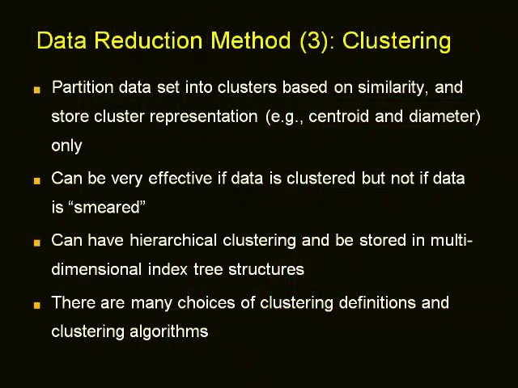Then another data reduction method is called clustering. In clustering, we partition the data into different clusters based on a similarity measure and store only the cluster representation. That means the centroid and the diameter are basically the two parameters used to represent the cluster. This approach can be very effective if data is clustered but not if data is smeared. Of course, we can also have hierarchical clustering, and we can store these hierarchical clusters in a multidimensional index structure.